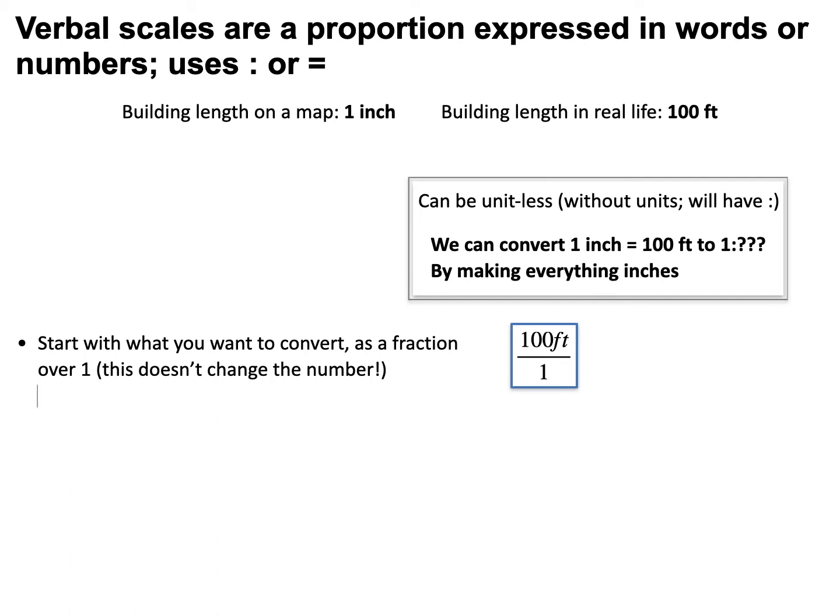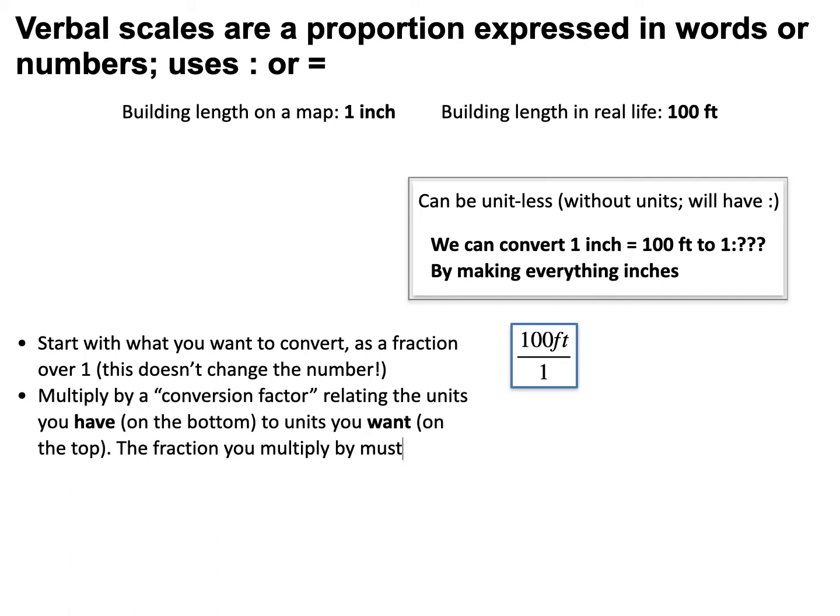We're going to multiply by a conversion factor. Our conversion factor is something we can look up or something we can basically make up using what we know. So we're going to write one out, and in this case our conversion factor relates the units we have, which are feet. We're going to put that on the bottom of our fraction in the conversion factor to the units we want, which is going to be inches, and it must be equal to 1.